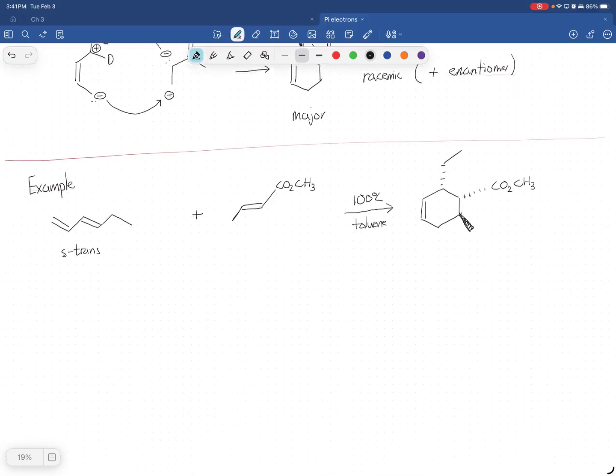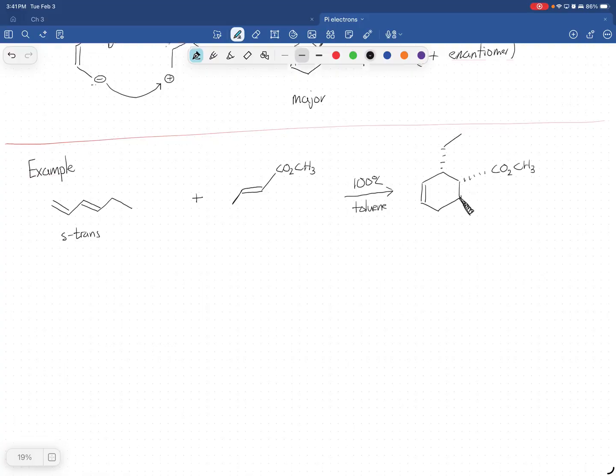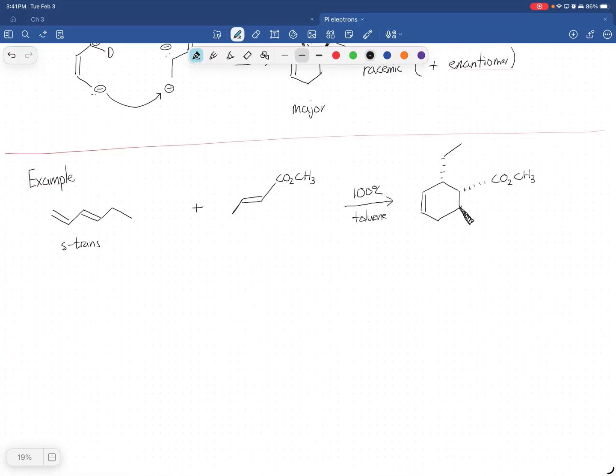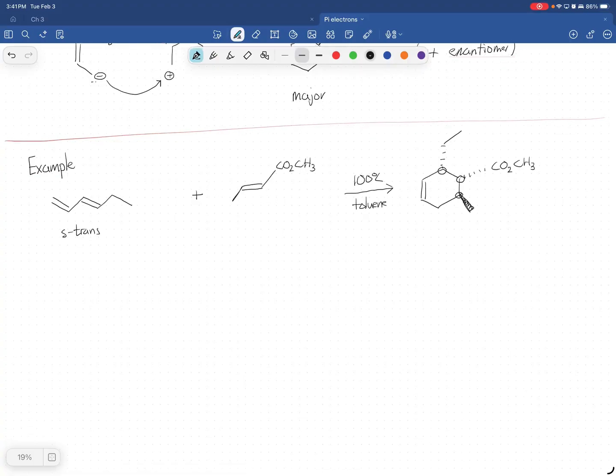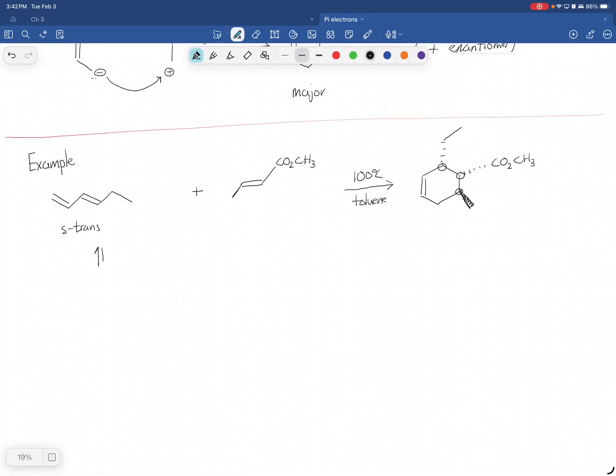Okay, but you'll get this structure here. And I want to, again, reiterate, how do we get to this stereochemistry? Okay, so I'm just trying to explain how we get to the stereochemistry at these positions. How do we get to this stereochemistry, and this stereochemistry? Okay, so the S-trans isomer will isomerize to the S-cis. So we want to draw it like this. Like that. Okay.